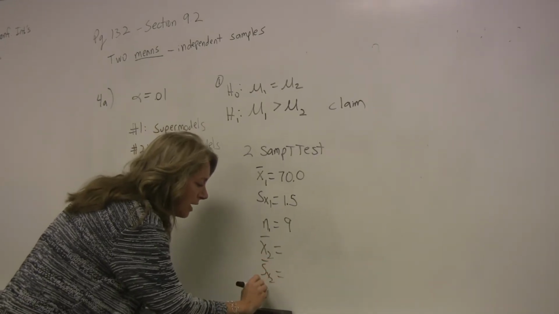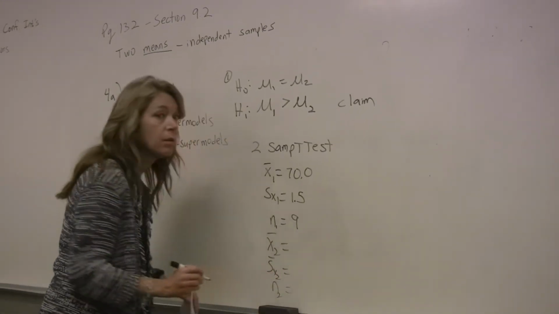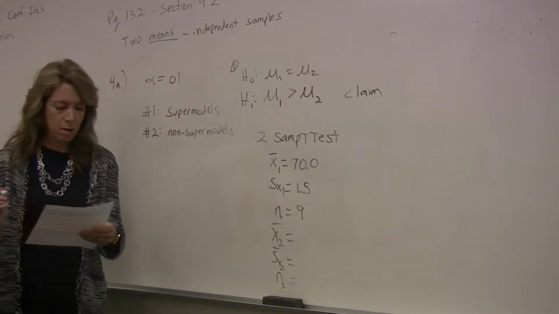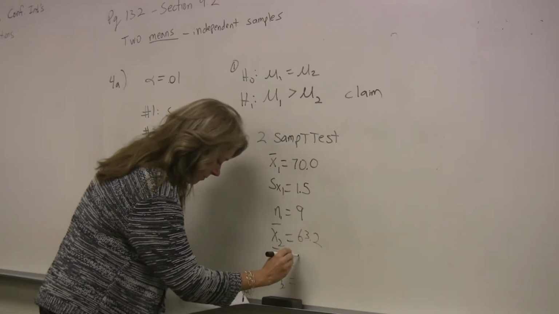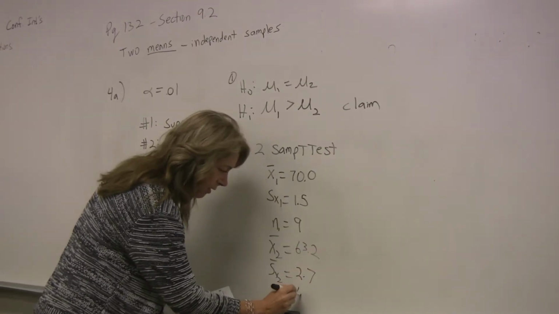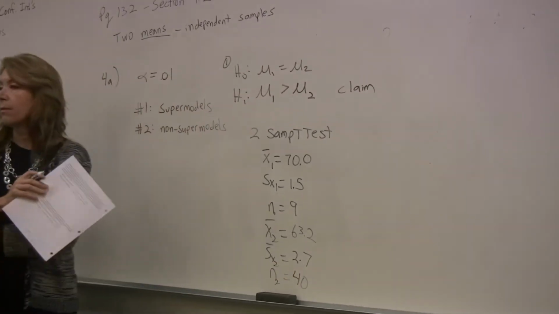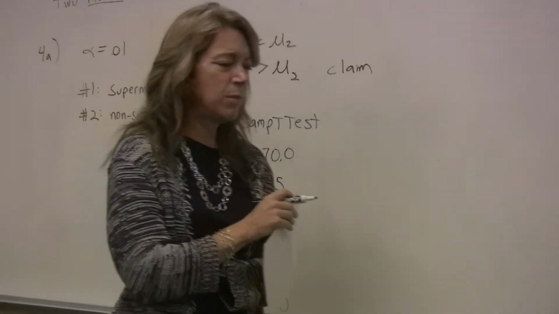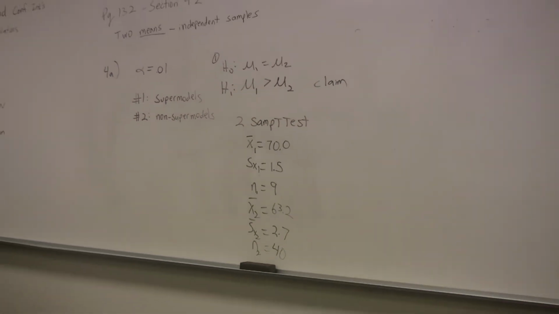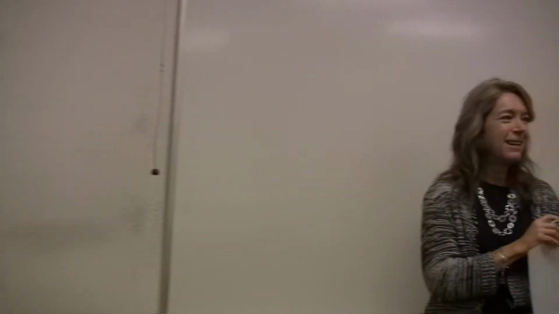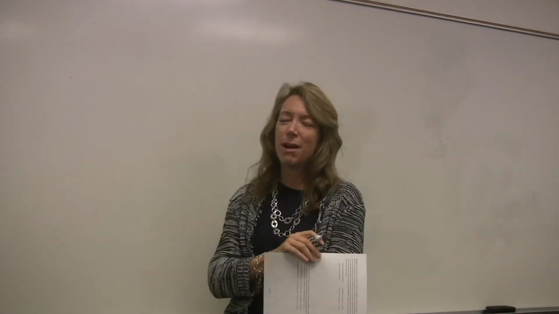The mean, the standard deviation, and the sample size, which were 63.2, 2.7, and 40. Why do you think the sample size was so much bigger for the non-supermodels? Because there's a lot more of them. Yeah, there's a lot more of them. They're easier to find, right? If you want to go out and find out the heights of non-supermodels, a lot easier to find them than the other ones. Track down the other ones. You don't have to go to Milan or something on some runway. Find them.